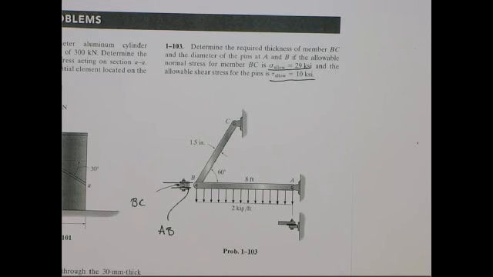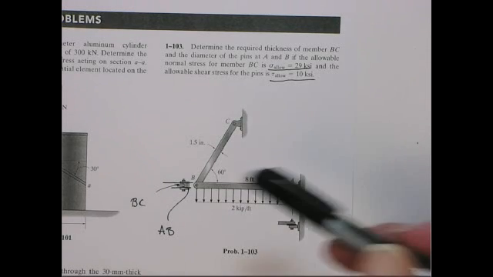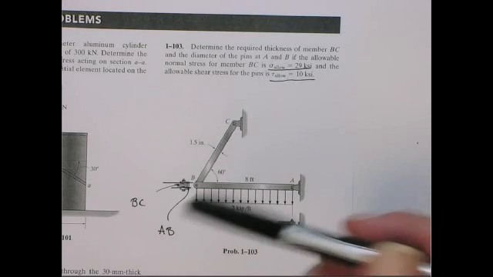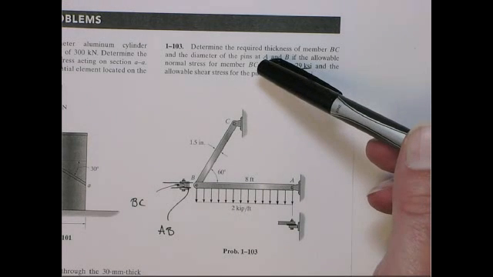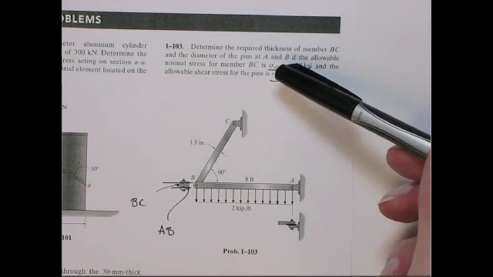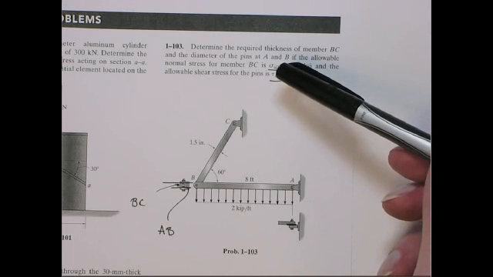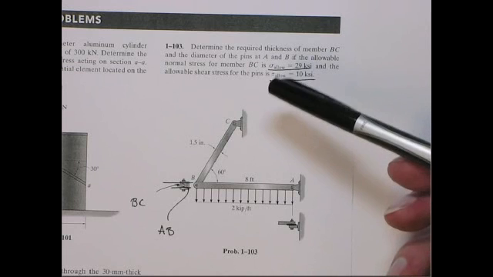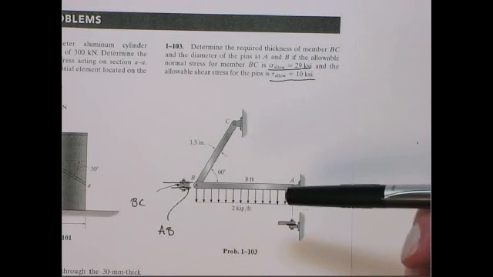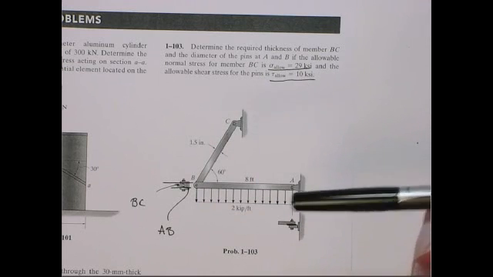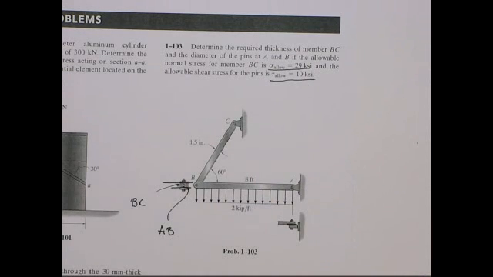All right, so we actually have 3 elements that we have to size here. The pin at A, the pin at B, and then also member BC. Okay? And I think what it's inferring here is that the pins at A and B are the same diameter. You don't want to have different size pins, to make your life easier. So what we have to do is figure out the max stress in both of these. One of them will be higher. That'll be our limiting design case, and that's what we'll use to design the diameter of the pin. Okay? All right.